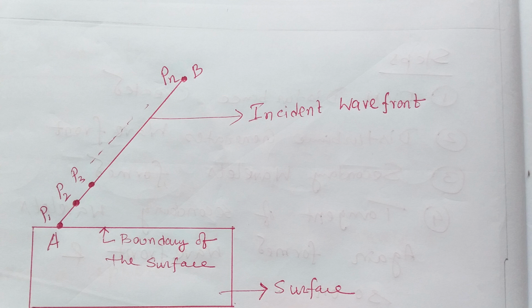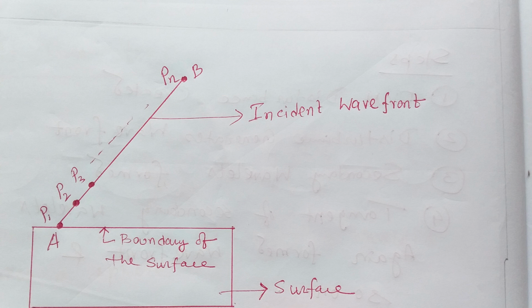According to Huygens, a wavefront is capable of producing secondary wavelets. These secondary wavelets will generate when the incident wavefront strikes the boundary of the surface. Since this is a wavefront, it will not strike only one point, that is P1. The points will be P1, P2, P3 like this.